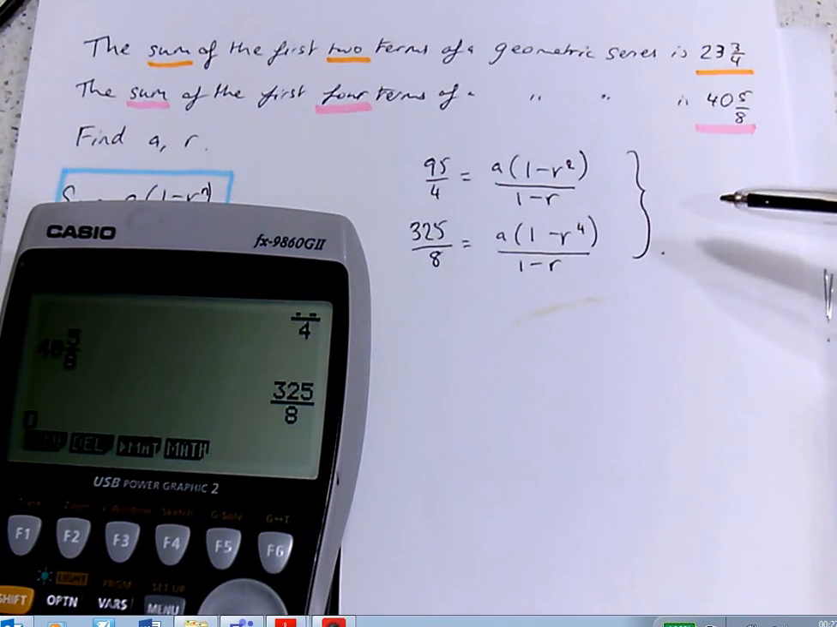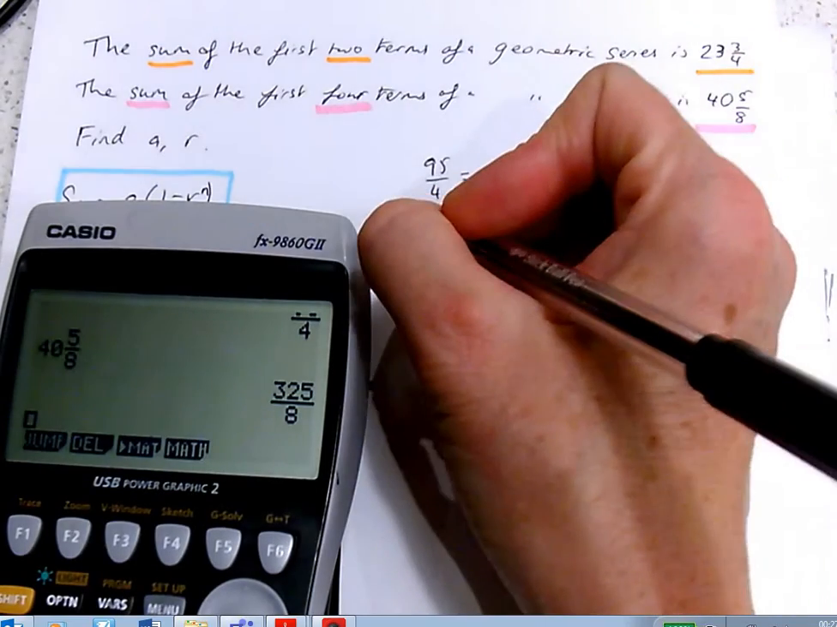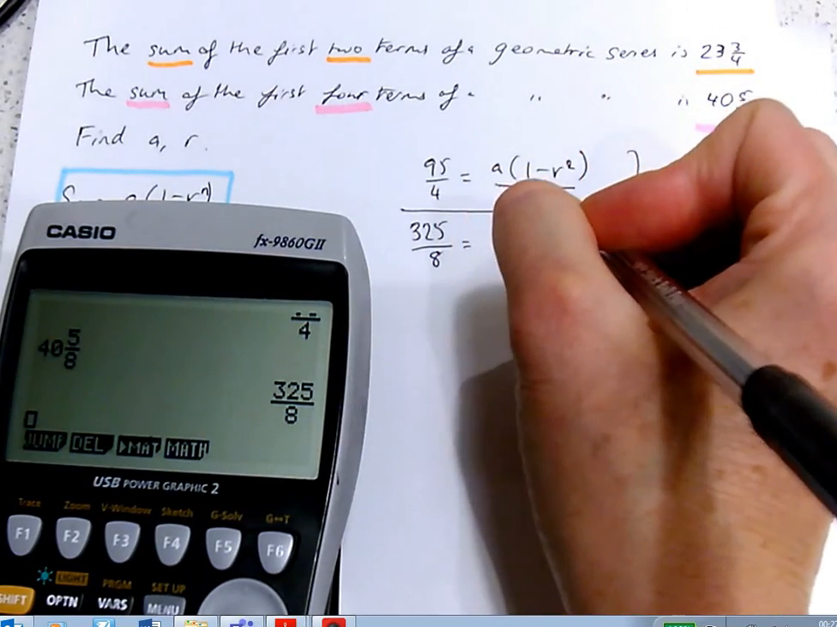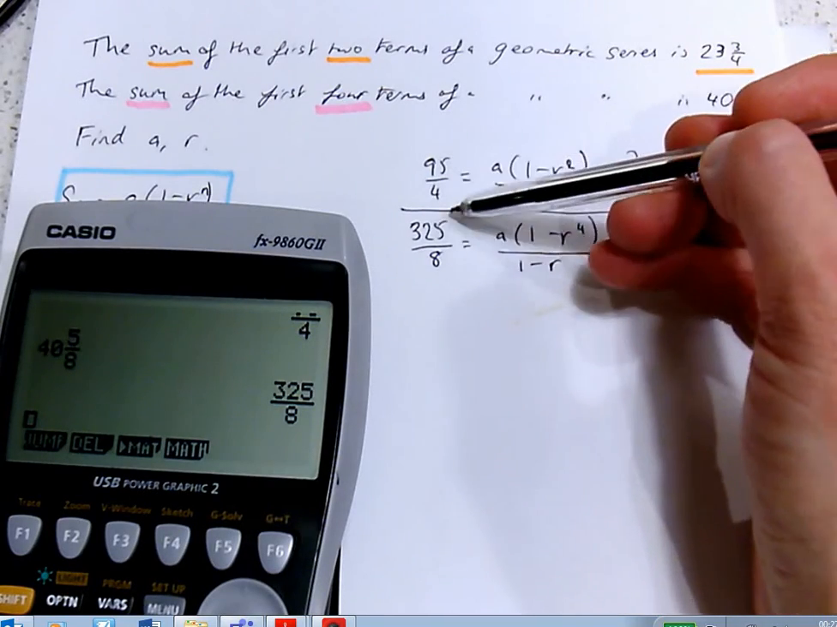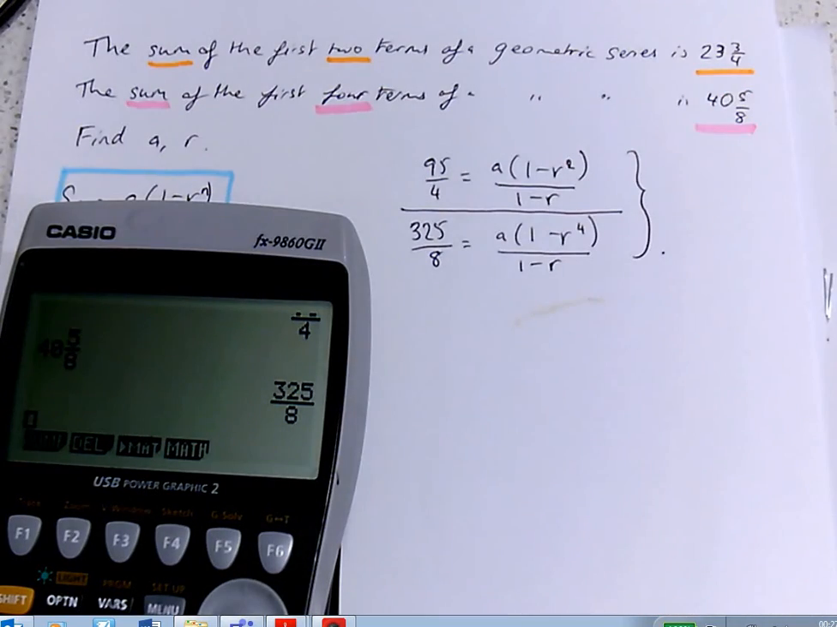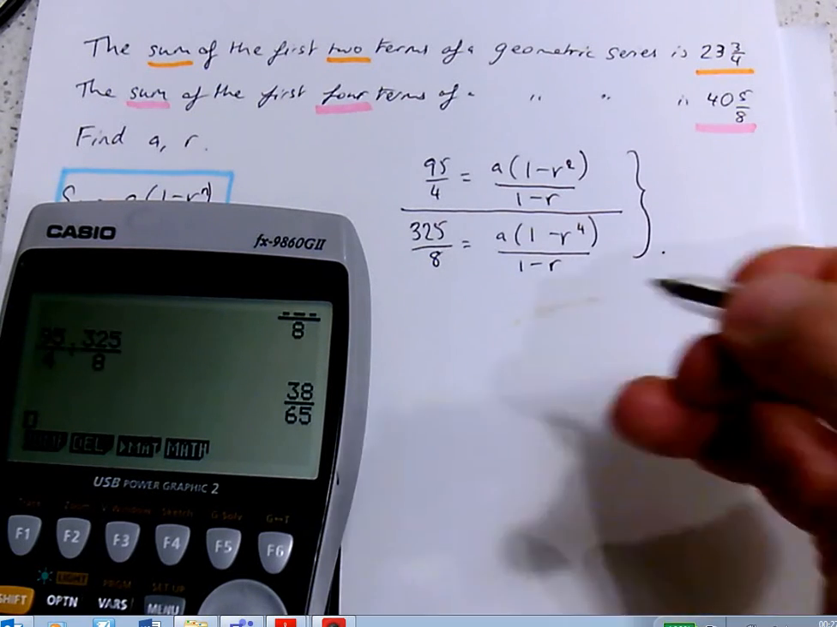When you have met simultaneous equations before, especially with the arithmetic series, you could just add or subtract the equations to eliminate one of the variables. When you have a geometric series, as you may have noticed with your nth terms, you would divide to eliminate one of the letters. So we are simply going to divide the first equation by the second equation. So we're going to do 95/4 divided by 325/8.